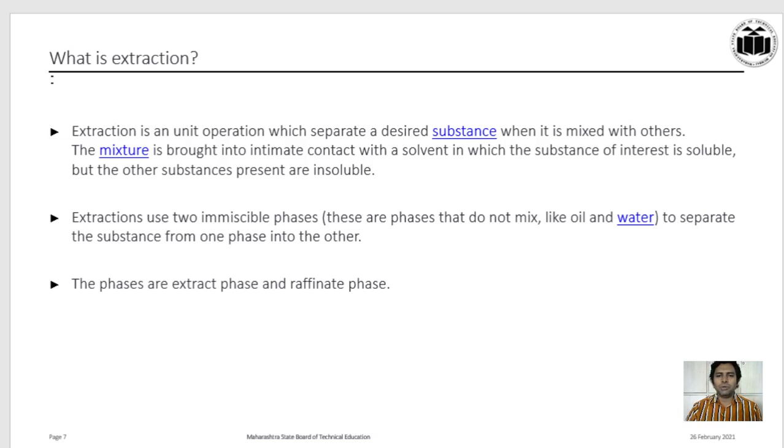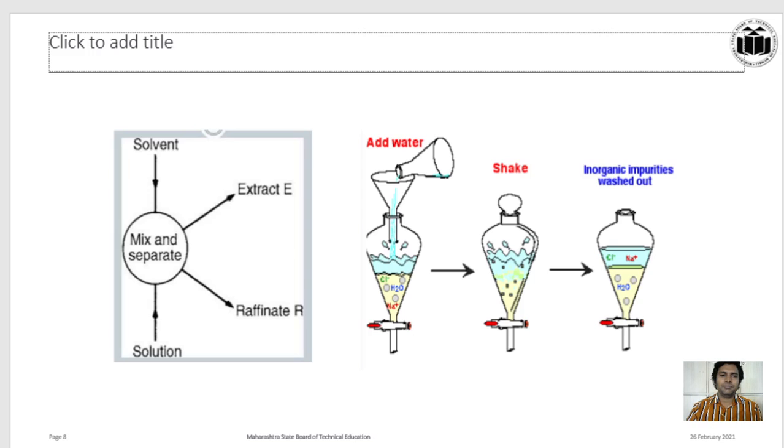It is a unit operation which separates a desired substance when it is mixed with other substances. The mixture is brought into intimate contact with a solvent in which the substance of interest is soluble, but the other substances present are insoluble. So extraction uses two immiscible phases. These are phases that do not mix, like oil and water, so as to separate the substances from one phase into another. After the extraction, two phases are formed. The first one is the extract phase and the second one is the raffinate phase.